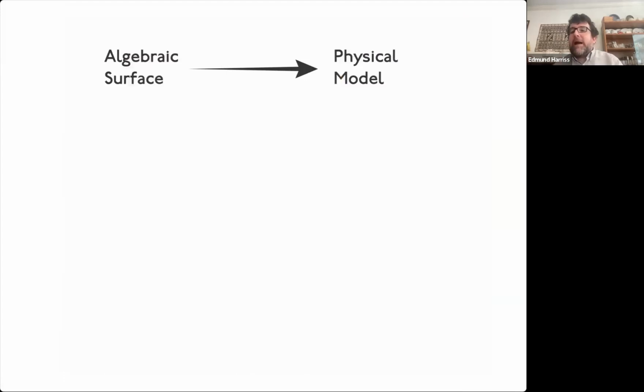So let's think about how we might make a surface like this. We've got the notion of an algebraic surface, and we want to pull that out and have a physical model we can hold. One way we might do this is use the algebraic surface to make a 3D mesh, and then we can 3D print that.